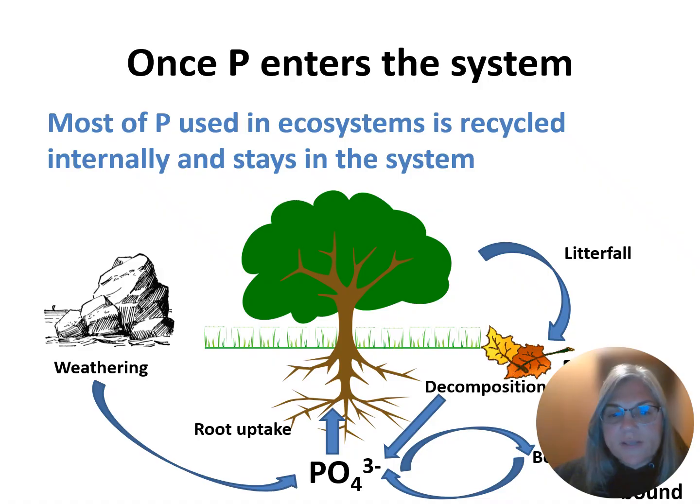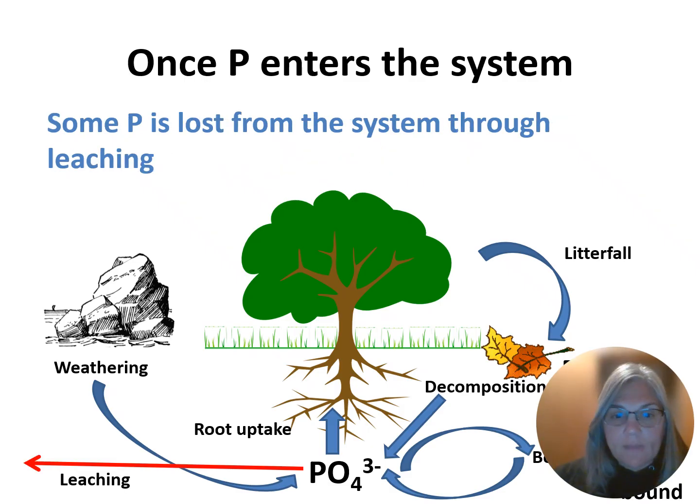And then also phosphate can bind to soil particles. So it can bind and it can release, and there are different controls over that. A lot of that has to do with the pH of the soil. Phosphorus can also be leached from the system.